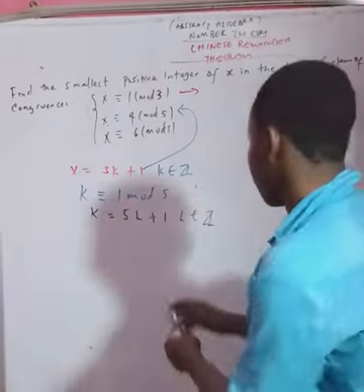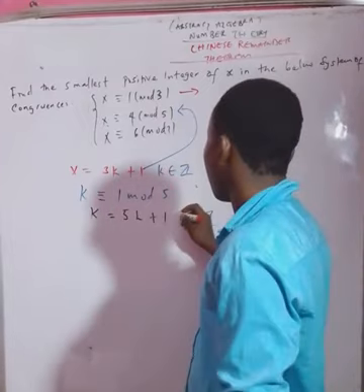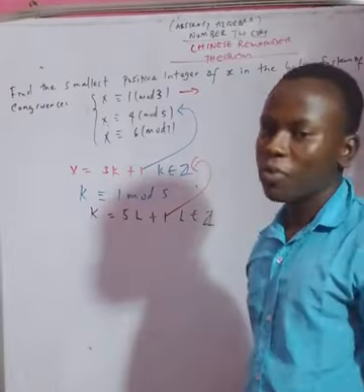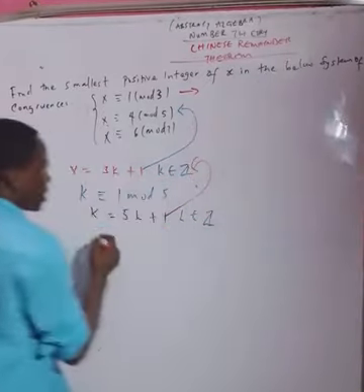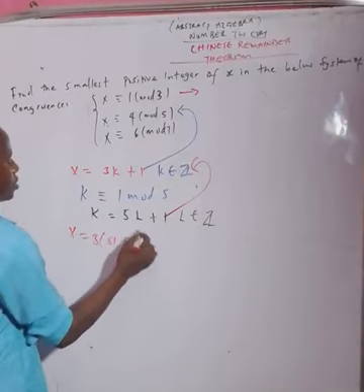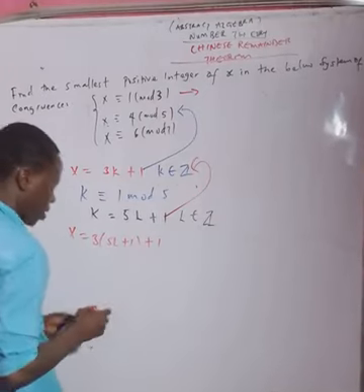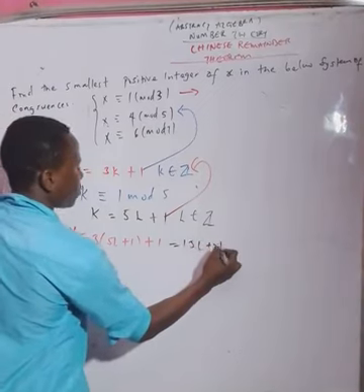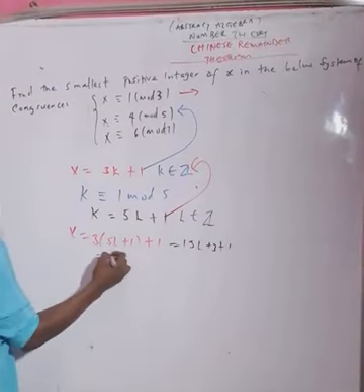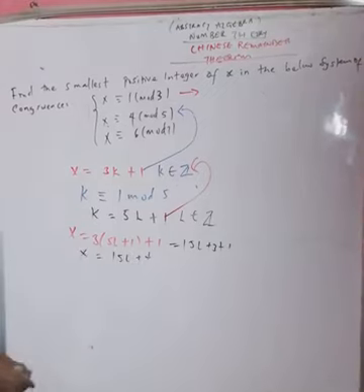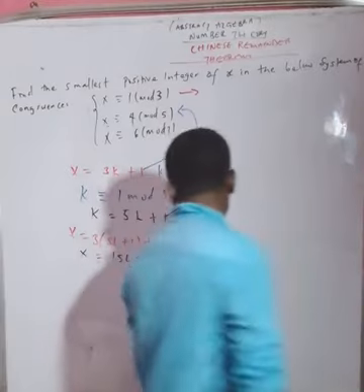What we are going to do next is to substitute k equals 5L plus 1 for k in this particular equation here. So we're going to have x equals 3 into bracket 5L plus 1, then plus 1. Okay? So if you do that, we're going to have 15L plus 3 plus 1. So that will be equal to 15L plus 4. Okay, so we can now say x equals 15L plus 4.